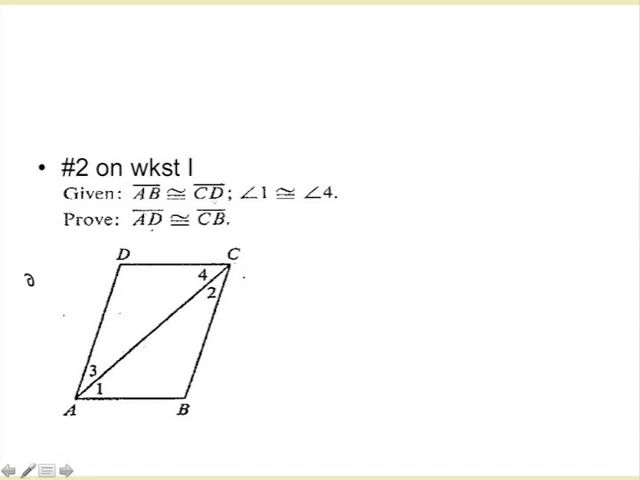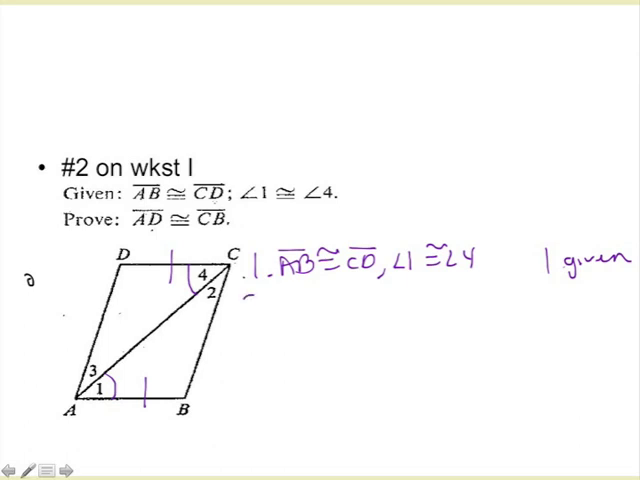Okay, so we're going to begin the same way with our given. And I'm going to mark my picture according to that given. So AB and CD are congruent, and angle 1 and angle 4 are congruent. Even though our proof is not congruent triangles, that is still our first goal, to get some congruent triangles. In those triangles, we currently only have 2 things marked. We need 3 things before we can say we have congruent triangles.